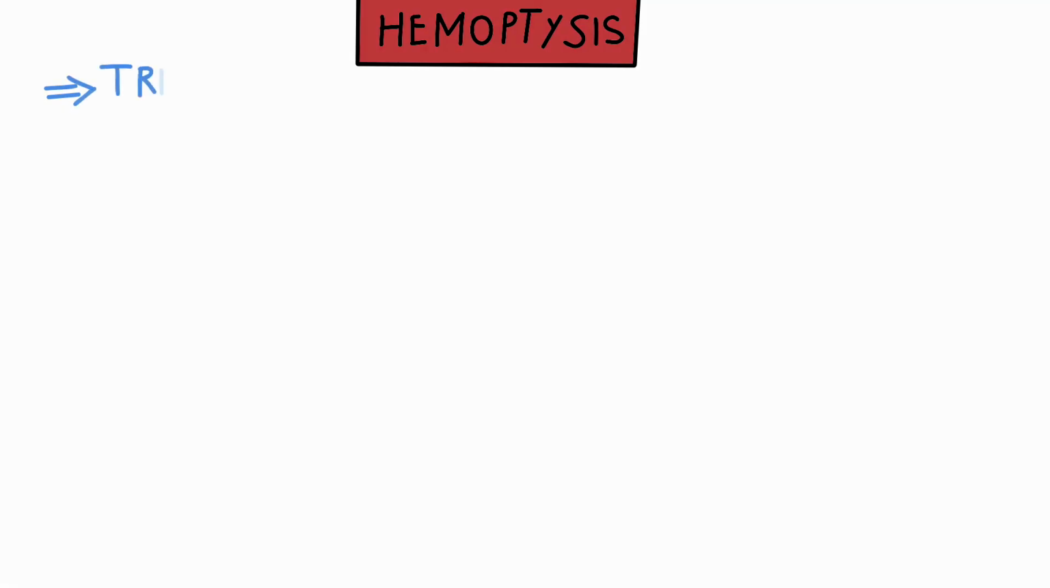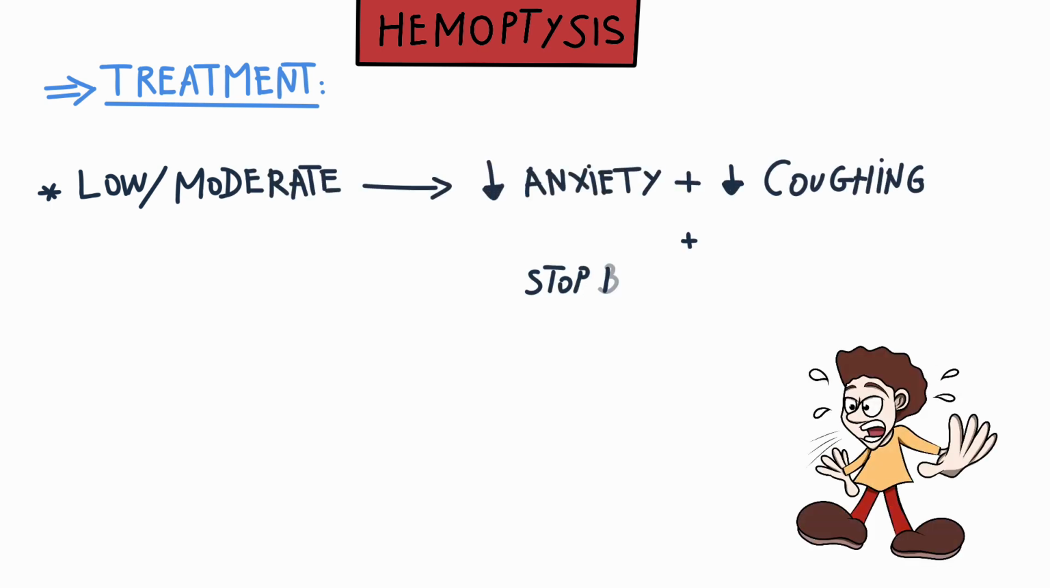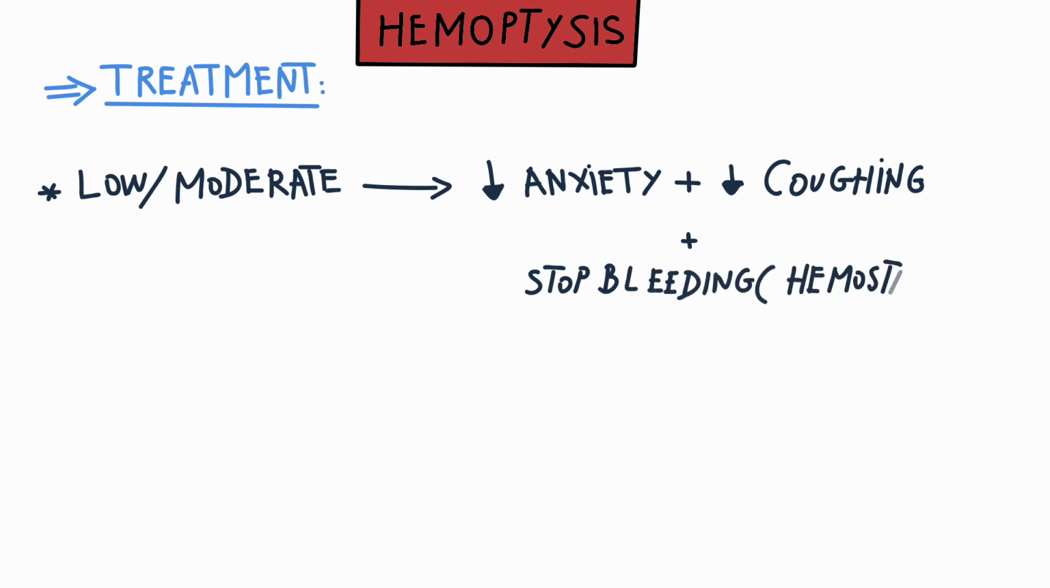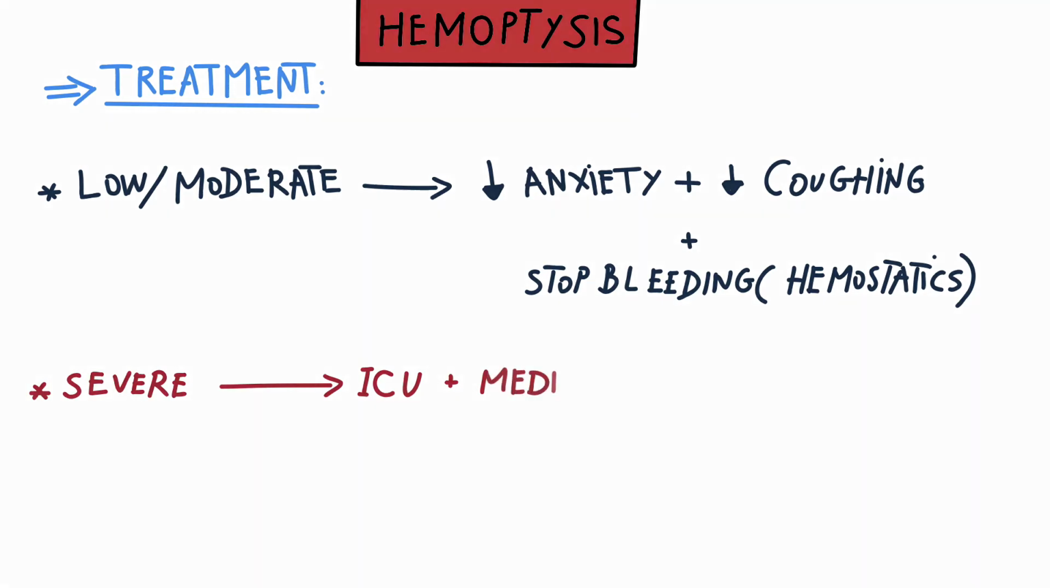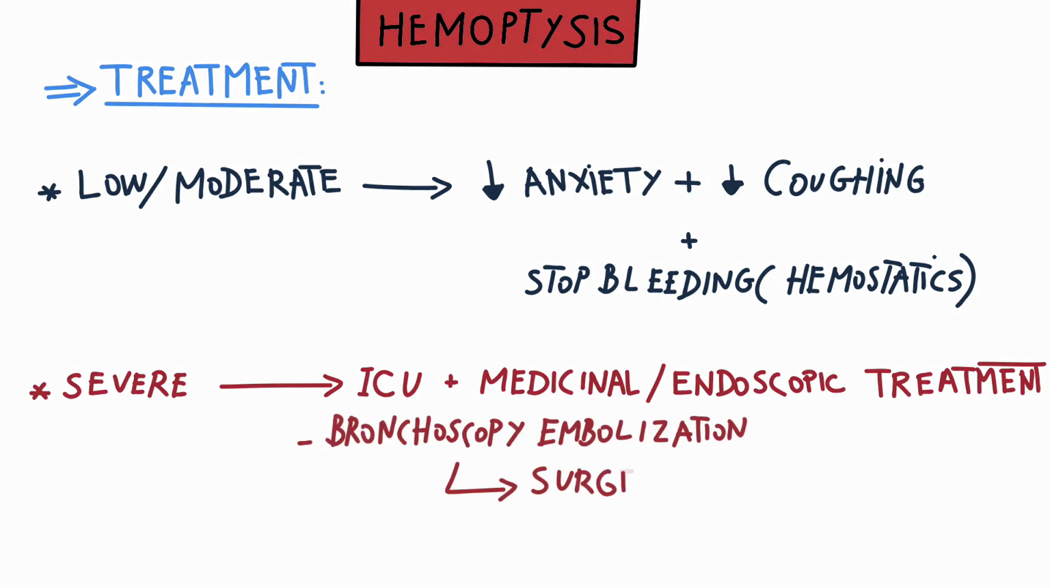The treatment largely depends on the quantity of the bleed. The objectives for low or moderate hemoptysis are to reduce anxiety and coughing, as well as stop the bleeding with hemostatic procedures. In severe hemoptysis, the patient is entered into an intensive care unit, alongside medical and endoscopic treatments, which are often necessary. Bronchial embolization may be used until surgery is possible.